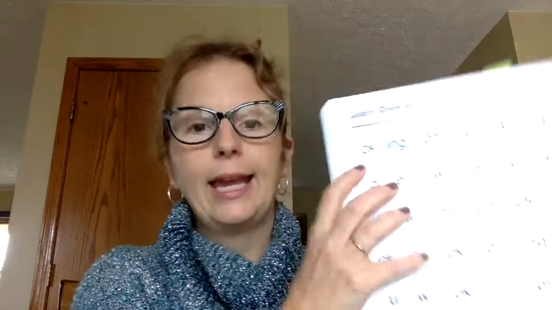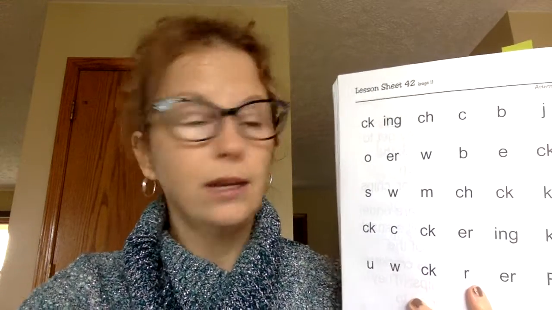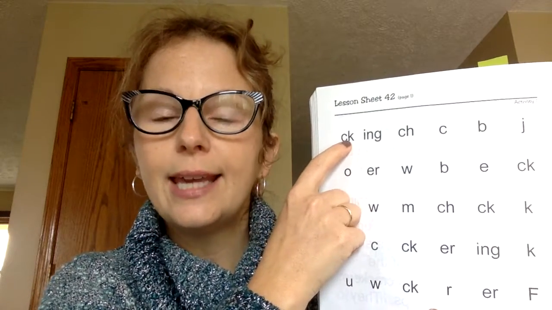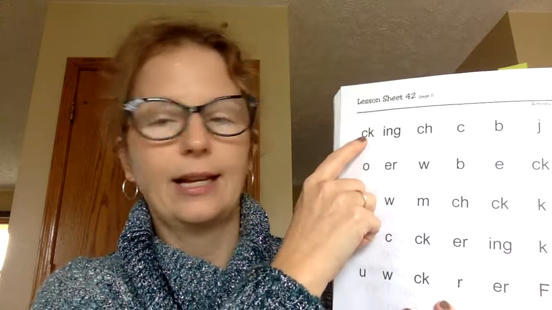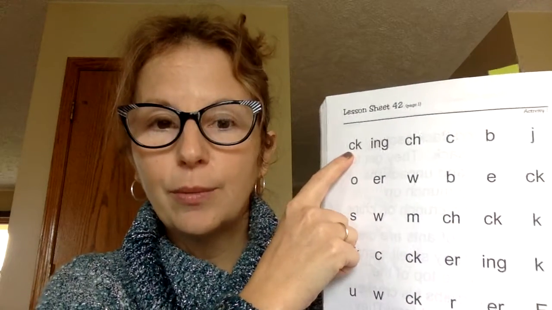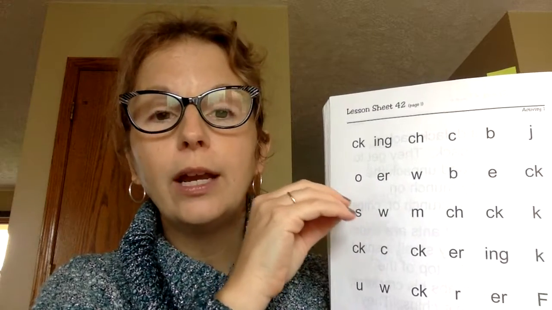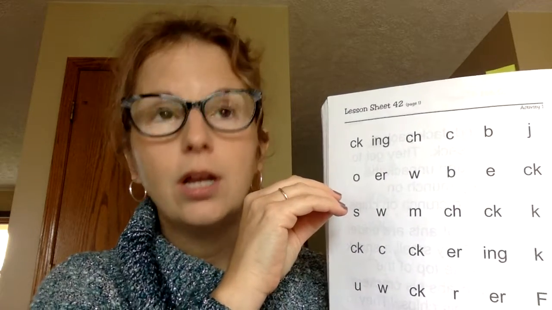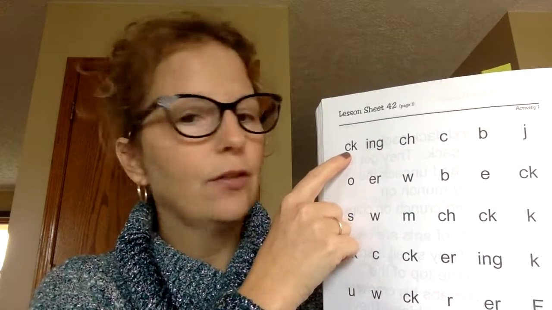Now, remember we used to work out of our packet, and before we left, the last sound that we were working on was CK together. And we had talked about how when we see CK in a word, we're only going to make the K sound one time. So this is not going to say K-K, it's just going to say K. And the other thing to remember about CK is that it's never going to start a word. So if you hear K at the beginning of a word, like in the word cake, that K in the beginning is never going to be CK.